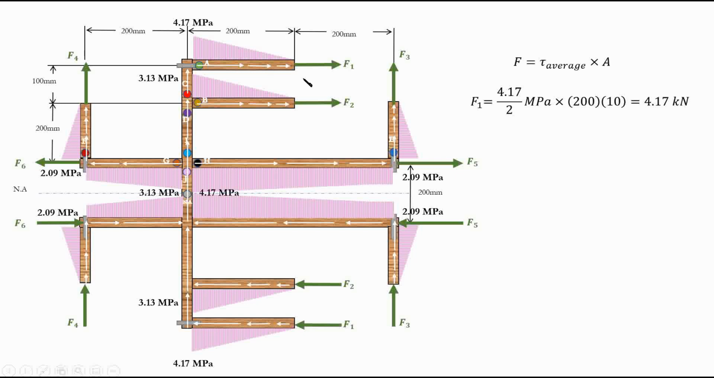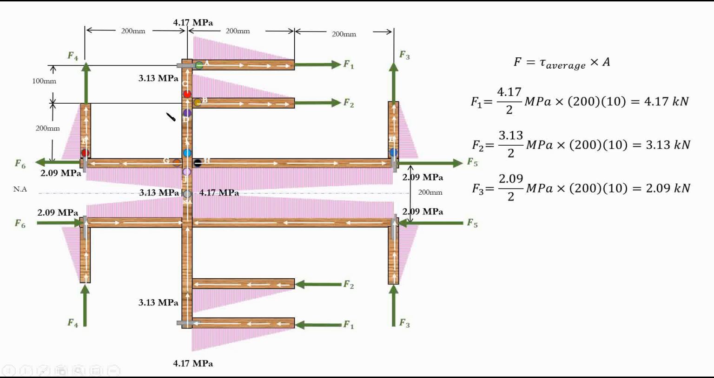That'll be our tau average. So 4.17 divided by 2 multiplied by the area. Same thing for F2, right? The 3.13 divided by 2 multiplied by this area. Again, stress multiplied by area gives us the force. And the value you'll get, of course, in this case will be millimeters squared multiplied by Newton per millimeter squared. You'll get Newton. Just divided by 1000, you will get 4.17 kilo Newton, okay?